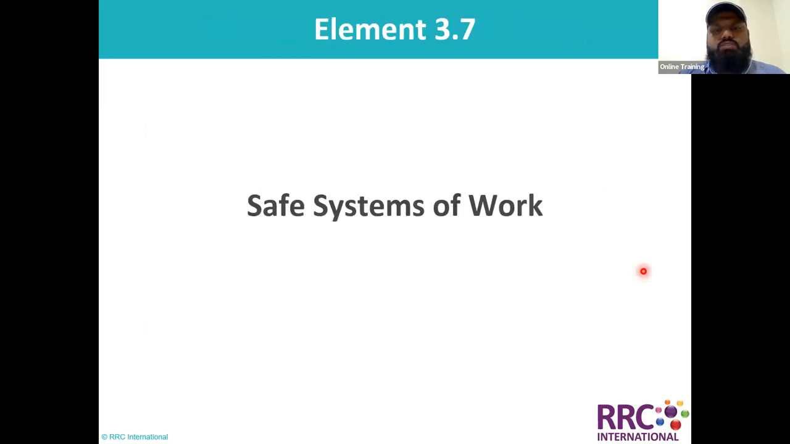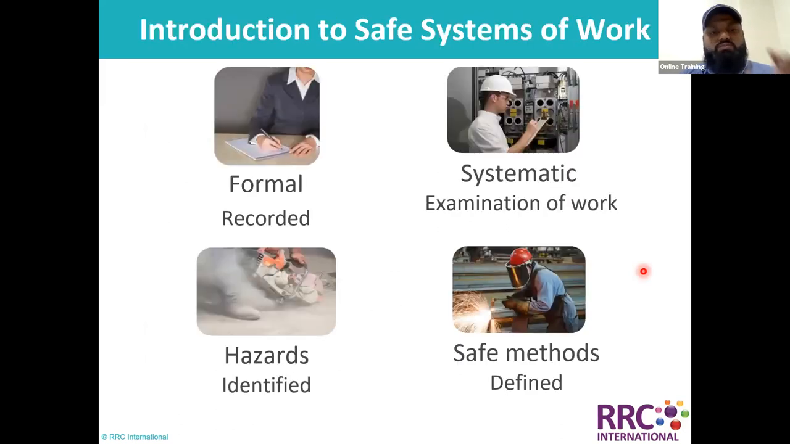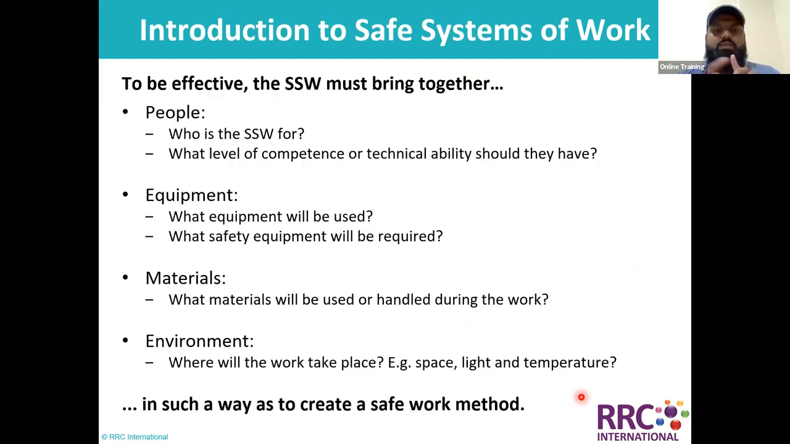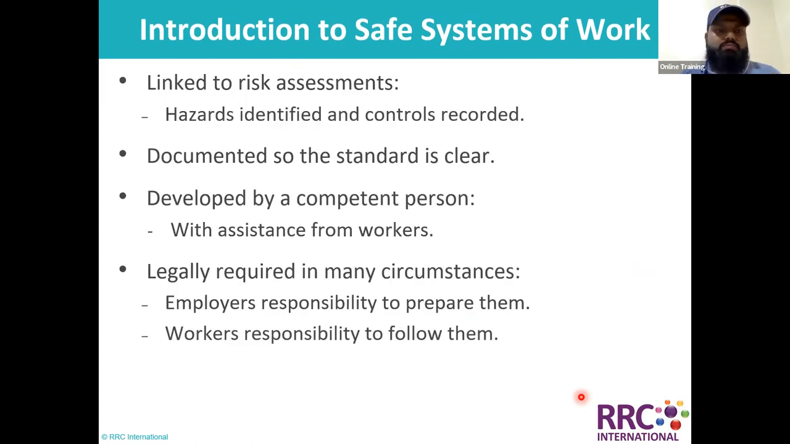Then we moved to the safe system of work, which is basically a formal written document in which we are identifying the hazard in a systematic way. And then we are defining the safe methods to perform the job, where we are including the people, equipment, material, and environment to completely describe everything in the safe system of work, so that all the aspects of the job activity are covered, and all the hazards are properly identified and controlled.